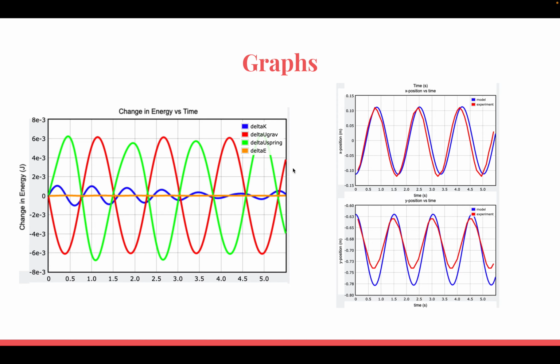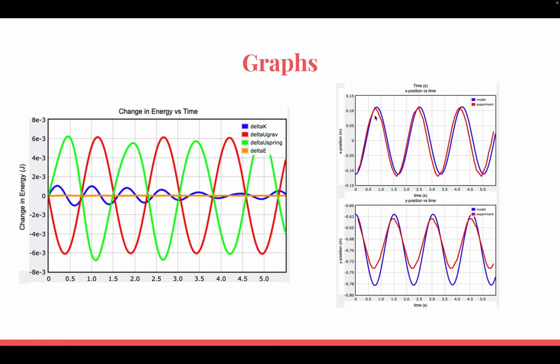So here are the graphs from my lab. Here's the graph that graphs the kinetic, gravitational, spring potential energy, and the total energy. And here you can see that spring and gravity are opposite. Delta K is oscillating, and the total energy is constant throughout.